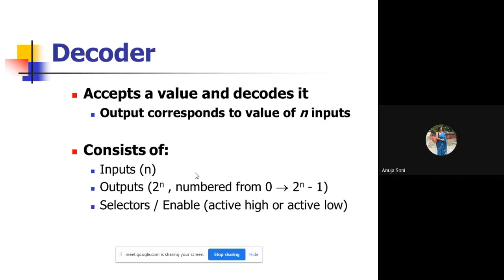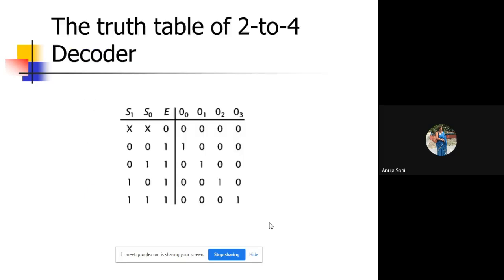n inputs. Meaning there are n inputs, and it generates at the most 2^n combinations. All input values are in terms of zeros and ones, and similarly all output values are in terms of zeros and ones. And there is one enable signal. Whenever its value is 1, only then will the decoder be functional, else it will not be functional. So it depends on the value of the enable signal, whether it is high or low. In case of high, only then will the decoder be functional.